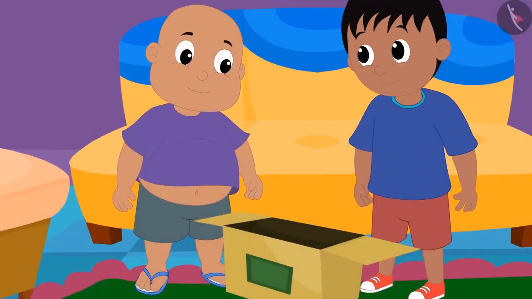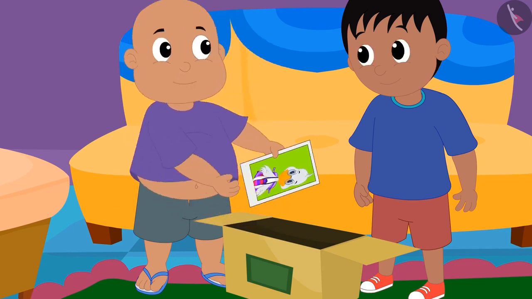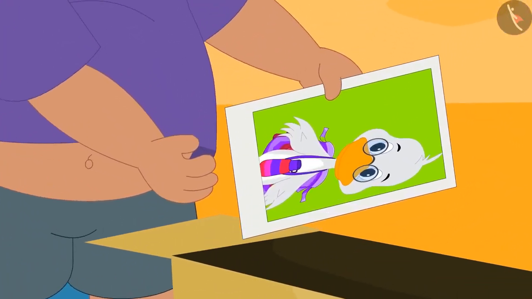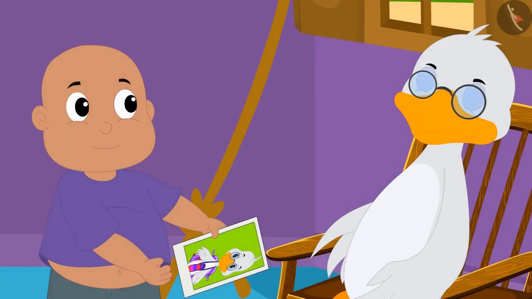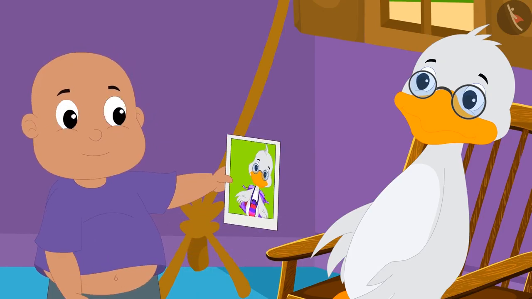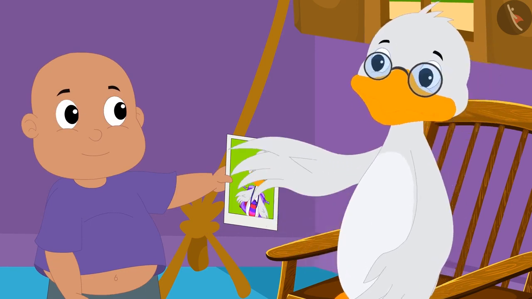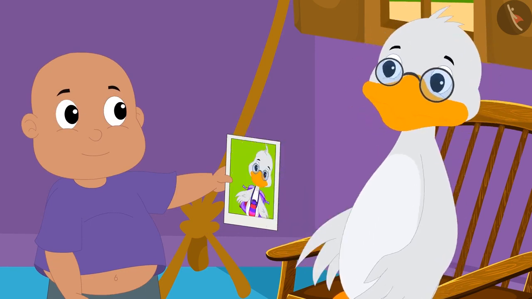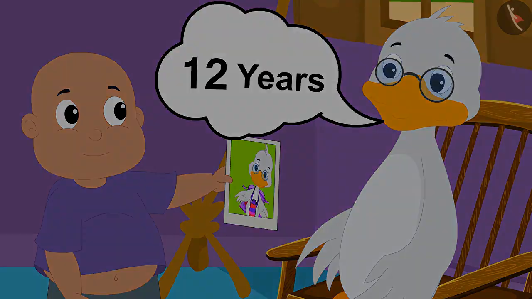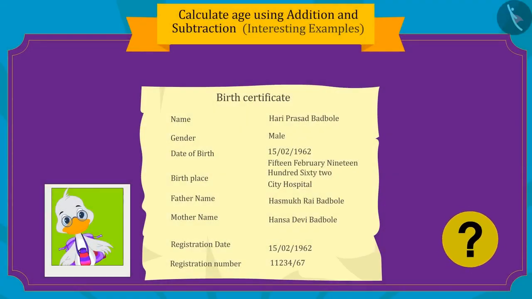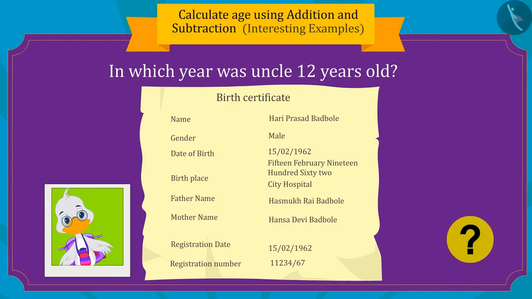Raju and Bablu also got some old pictures of uncle. Bablu took a picture of Uncle and saw that in that picture, Uncle was in a school uniform. Bablu asked Uncle, how old was he at that time? Uncle then told him that he was 12 years old then. Children, can you tell? In which year was Uncle 12 years old?